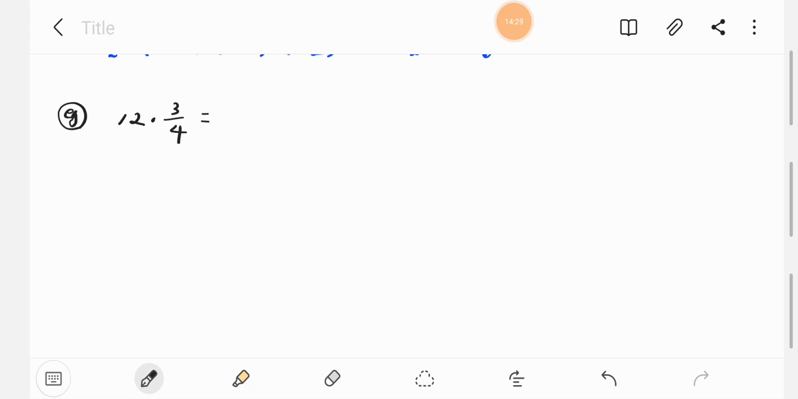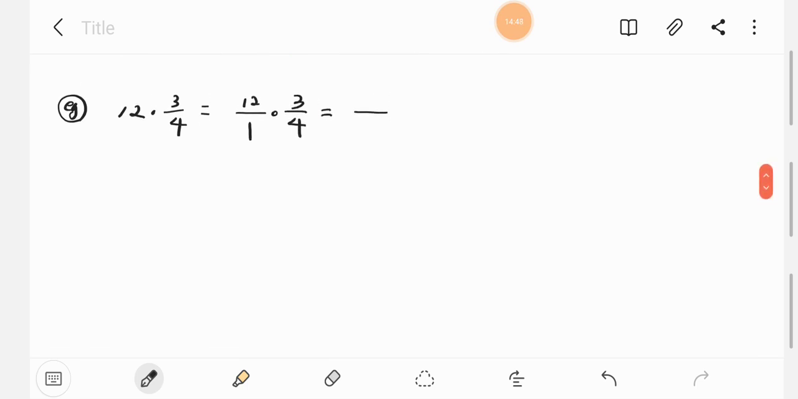Okay, look at this, 12. 12 is a whole number. So in that case, we can make it over 1. The denominator is over 1. So 12 is equivalent to 12 over 1, times the second fraction, 3 over 4. So what we do is multiply the numerators, which is 12 and 3.